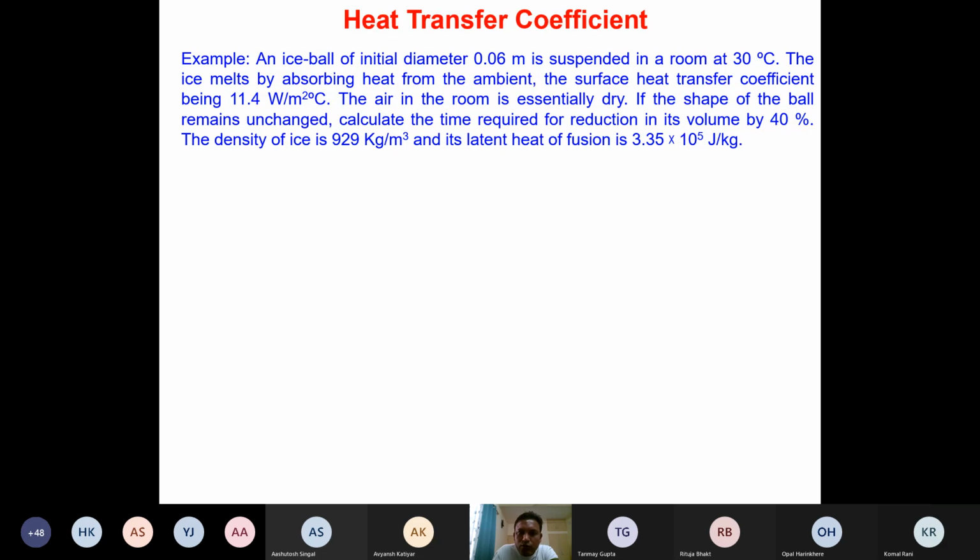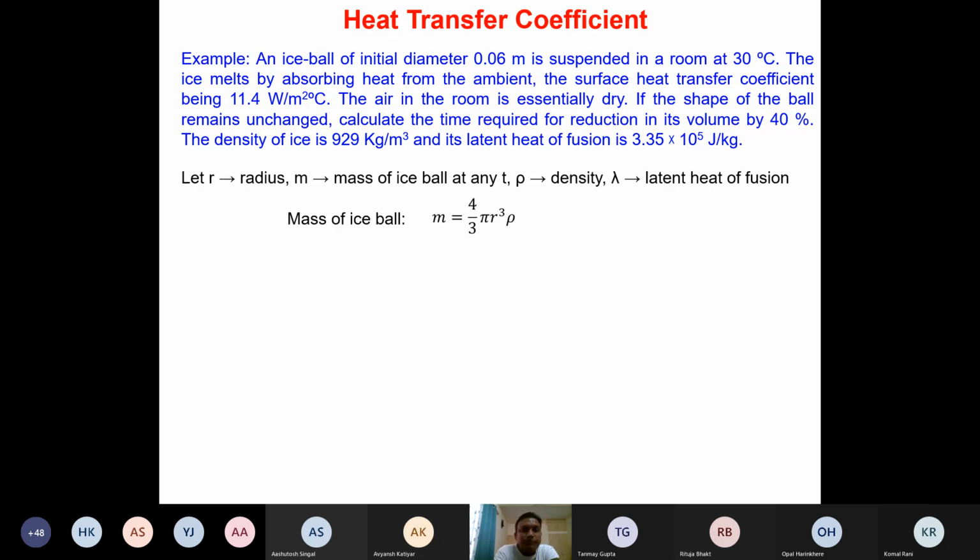So maybe I just give you a starting here. Okay. So let R be the radius, M be the mass of the ice ball at any time t. Rho is the density, lambda is the latent heat of fusion. So mass of the ice ball is given by M equals 4/3 pi r cube into rho. So that is volume into density. From this you can find out the rate of change of mass of the ice ball. So that will be dM by dt, isn't it?